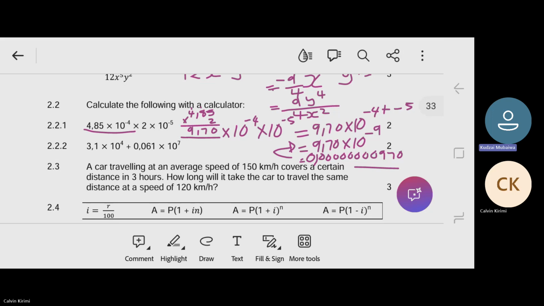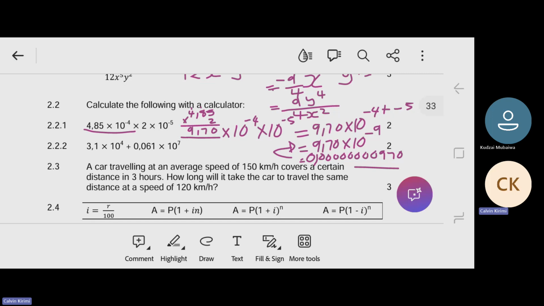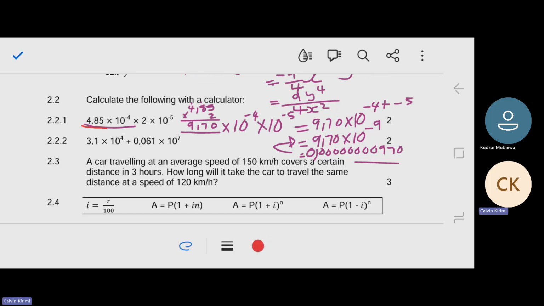Sir, can you please just re-explain 2.2.1? Yes, sir. What we did there, we first multiplied the numbers. You take the numbers which are not in standard form, for example 4,85 and 2. We multiplied them together. Is that correct? Yes, sir. Then we found an answer, 9,70.